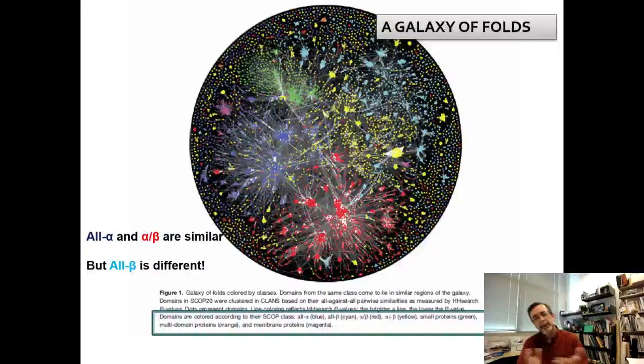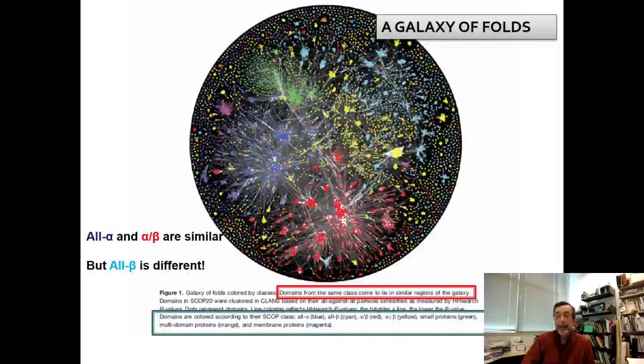Okay, so that's Jane Richardson's contribution. Jane's work allowed humans to look at the proteins and to make these categories more effectively, because Jane highlighted what was really important. Yeah, and the main thing is domains from the same class, same color, come to lie in similar regions of the galaxy, which means the computer said they are more structurally similar.